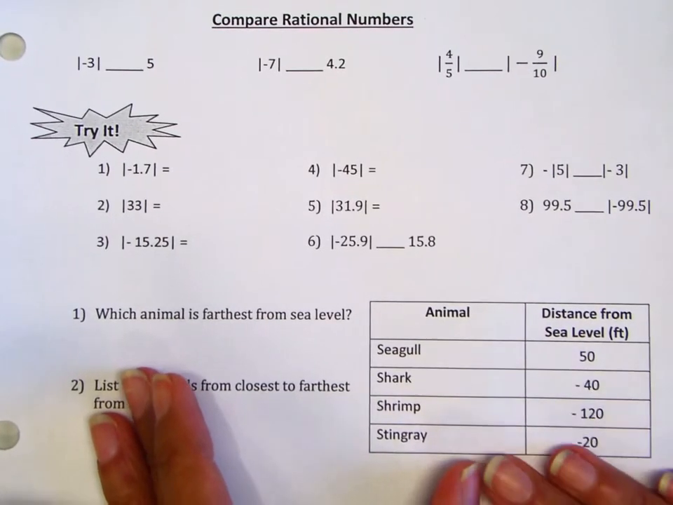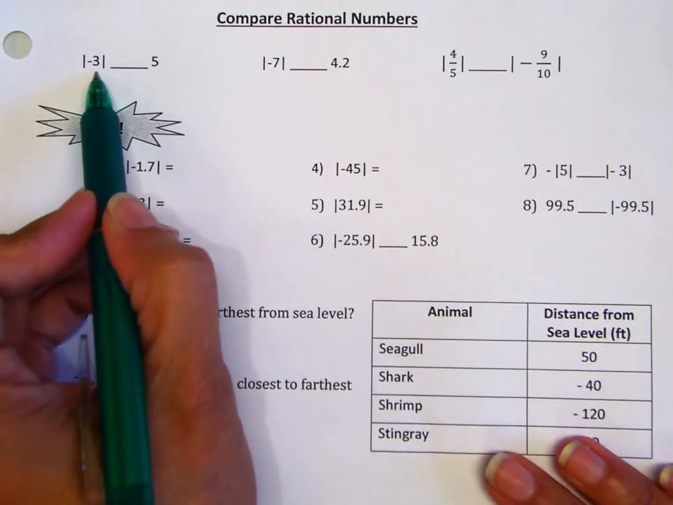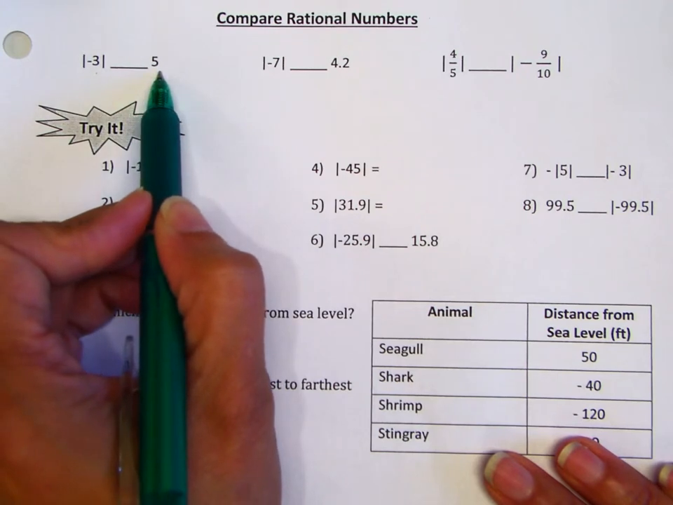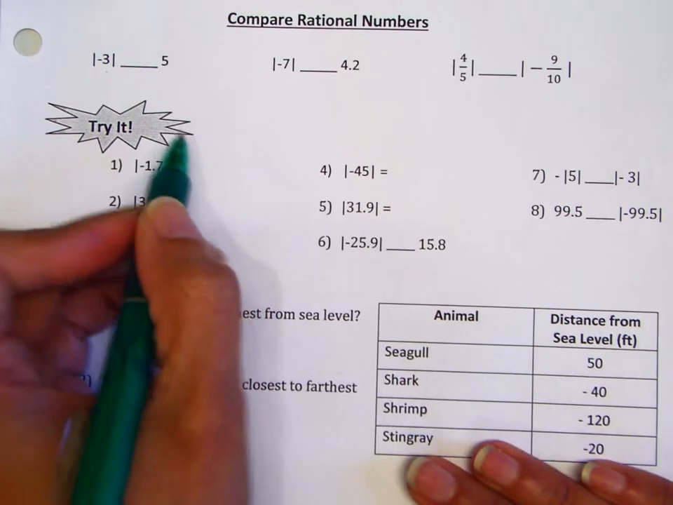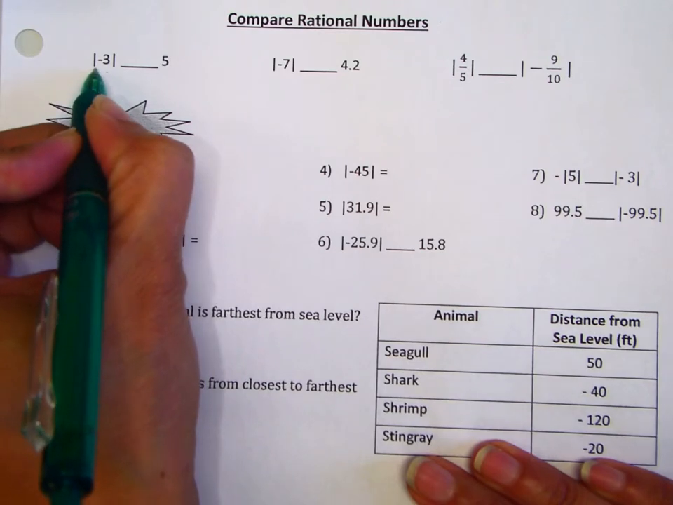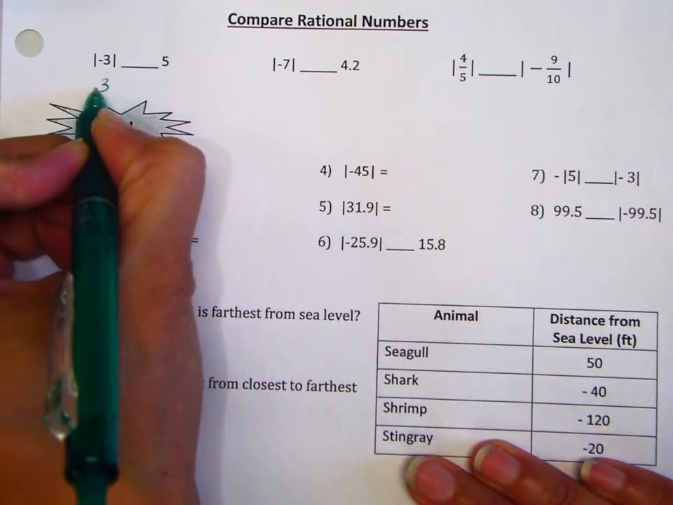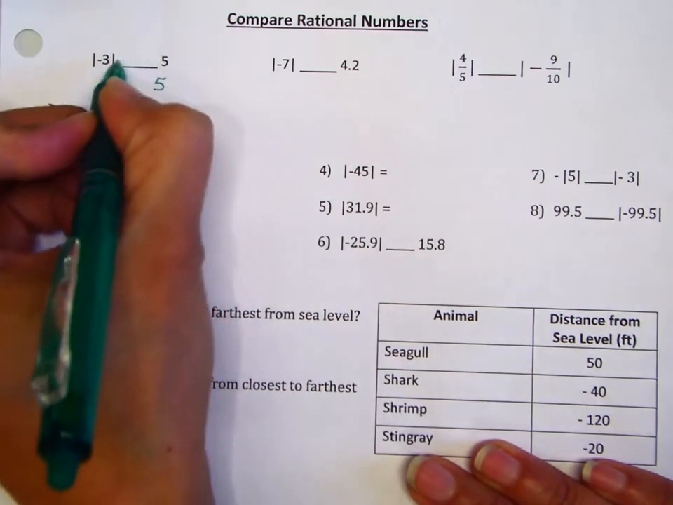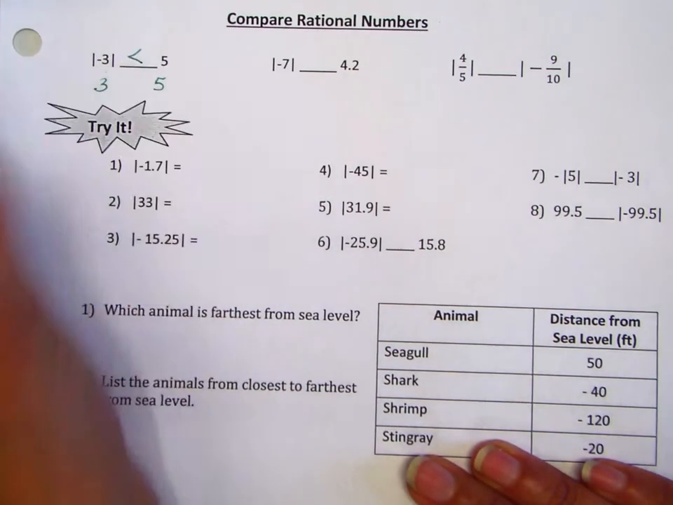We have the absolute value of -3. Is it greater than, less than, or equal to 5? First thing you do is change any of the absolute values. The absolute value of -3 is 3. 5 is 5, so we know that 3 is less than 5.